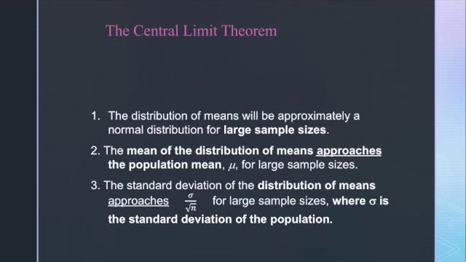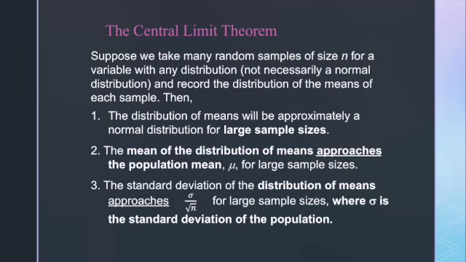So here's the central limit theorem. Suppose we take many random samples of size n for a variable with any distribution. It doesn't have to be normal, but it'd be good if it was. Then the distribution of the means will be approximately a normal distribution for large sample sizes. So typically we want n greater than 30. I know my example was very tiny, but typically we want a sample size greater than 30. The mean of the distribution of means approaches our population mean. So what we're doing is taking samples of size n, finding their means, calculating their frequency, and graphing the distribution of the means.